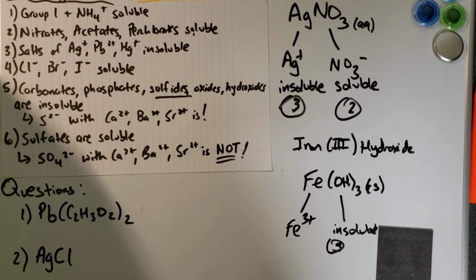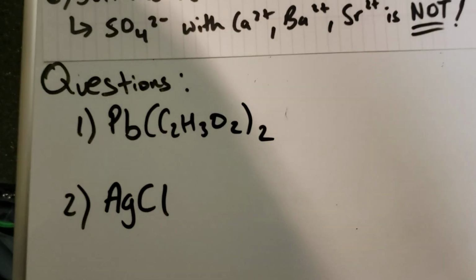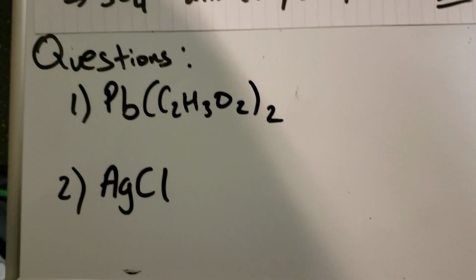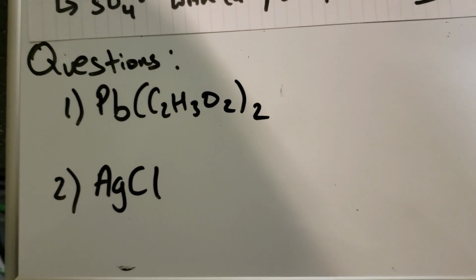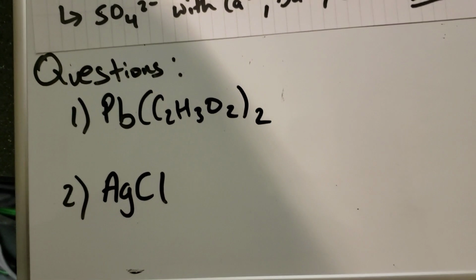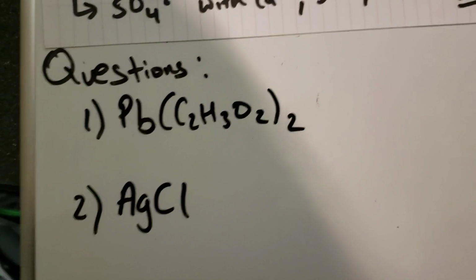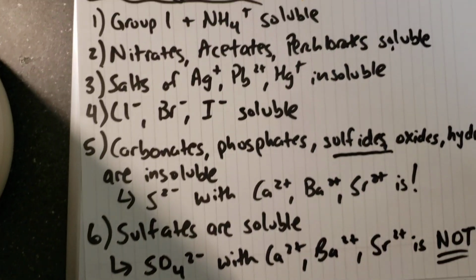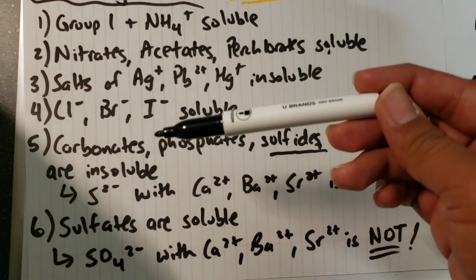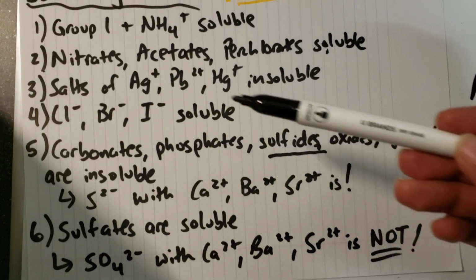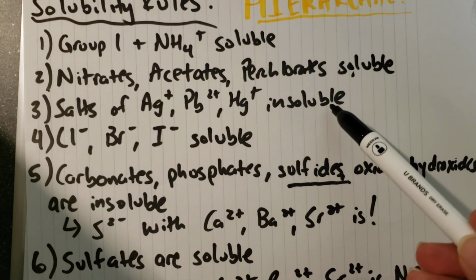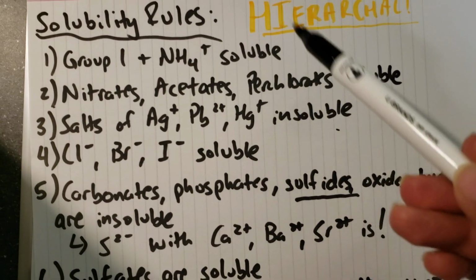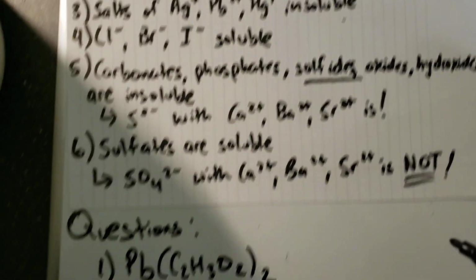I hope that this video is informative. Here are some questions that you can try for yourself to determine whether or not you understand this concept. The first is lead acetate. To give you a hint to start off, we see that salts of lead are going to be insoluble, and that's Rule 3. But acetates are Rule 2, and that's going to be soluble.